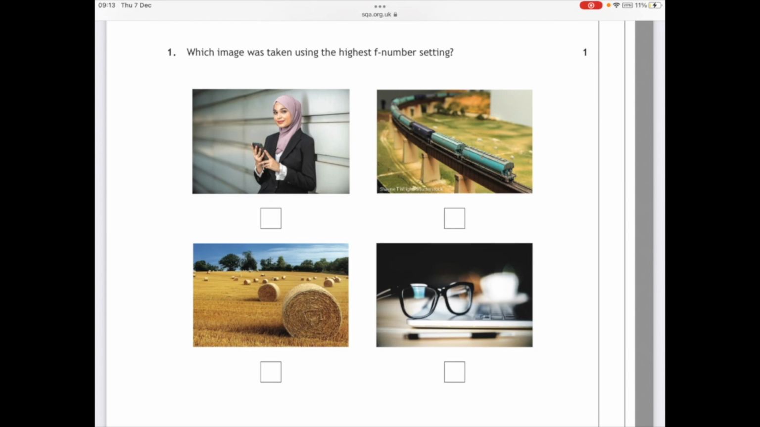For an image like this, you'd be talking maybe f22, f16, around about that, to get that extended depth of field. The rest of the images are taken with larger apertures, because there's a more limited depth of field within those images.